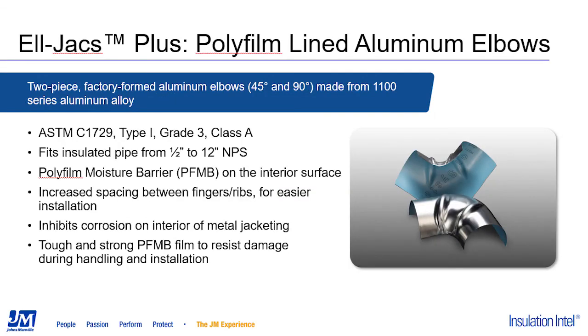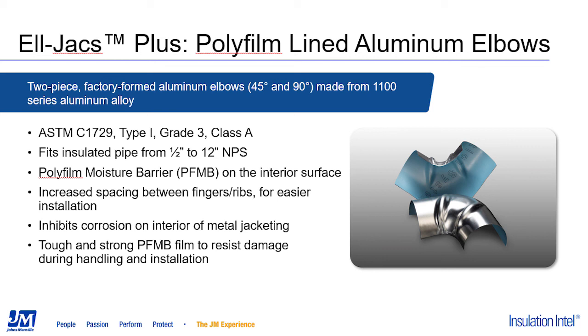Within the JM line of 2-piece elbows, our standard aluminum elbows are called LJAX Plus. These are 1100 alloy aluminum 2-piece elbows that are lined with polyfilm moisture barrier. JM is the only jacketing company that offers polyfilm lined metal elbows. These provide the added assurance of having the superior polyfilm moisture barrier to reduce the likelihood of jacketing corrosion on the interior surface of your elbows.